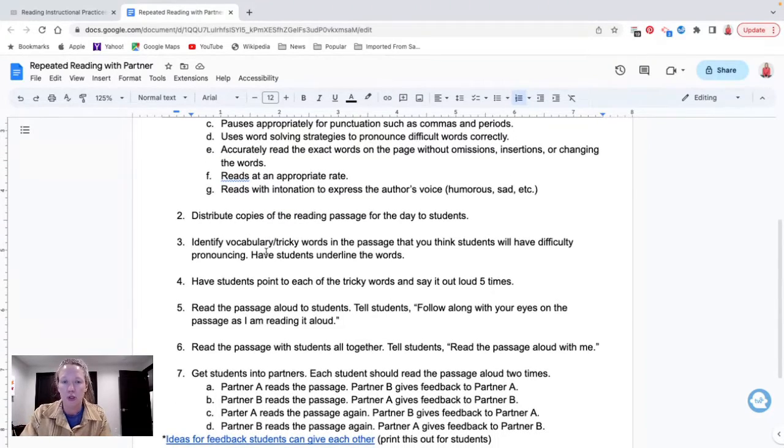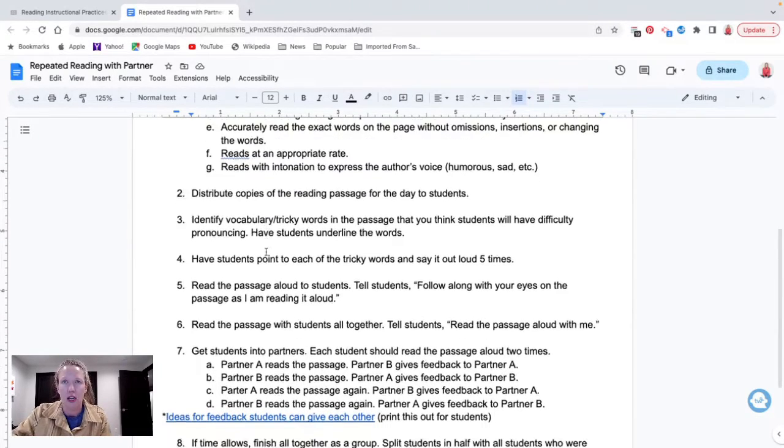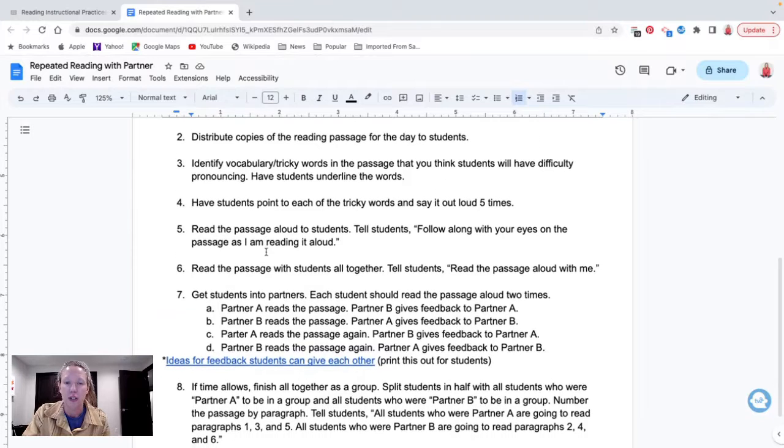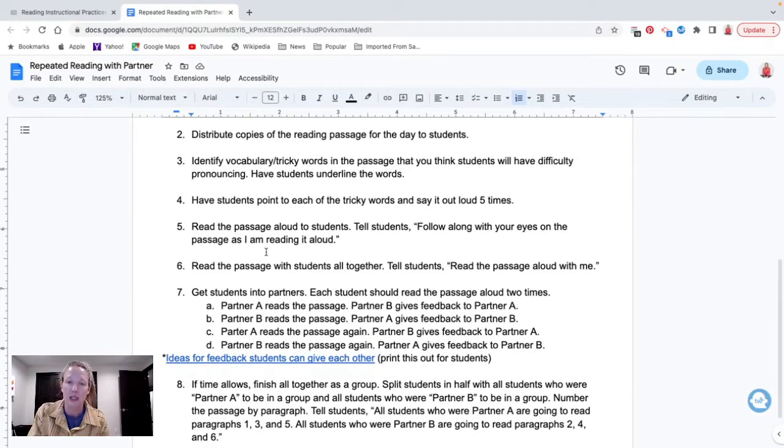And then next, you distribute the copies of the passage, and you start by identifying 4 to 5 tricky words that you think students are going to have a hard time pronouncing within the passage. You're going to have students either highlight or underline those. And then the next thing you'll do is have students point to each of those tricky words you identified and say them 5 times each. And you'll just go through that to start with.